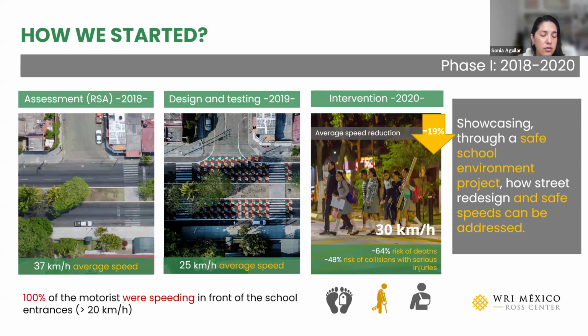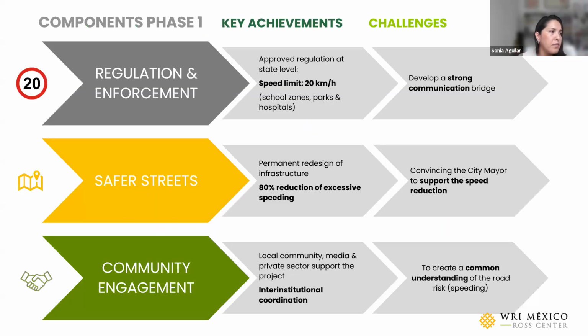In this case, after 6 months of permanent interventions, we show a reduction of 90% in the average speed. And well, this helps us showcase that through a safe school environment project, we can redesign safe speeds, but also address safer streets for all. And next, please. Some lessons learned from this first phase, for each component.